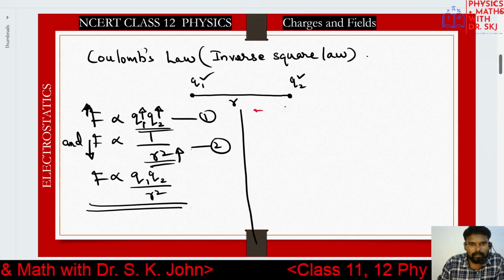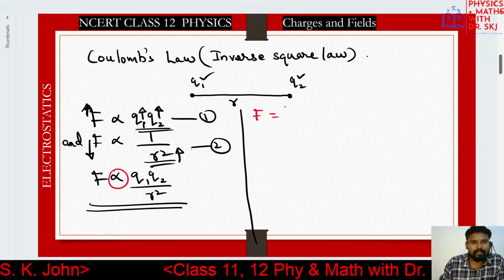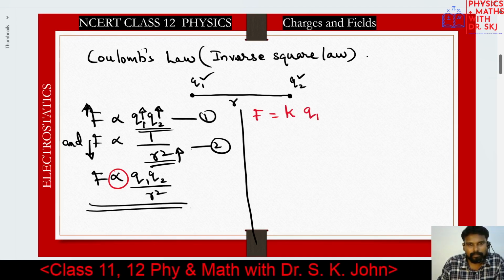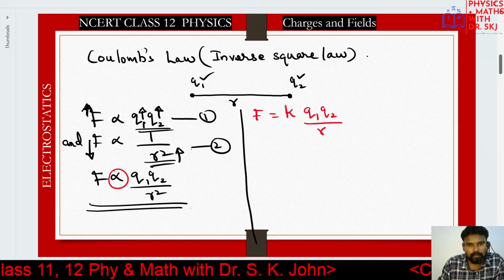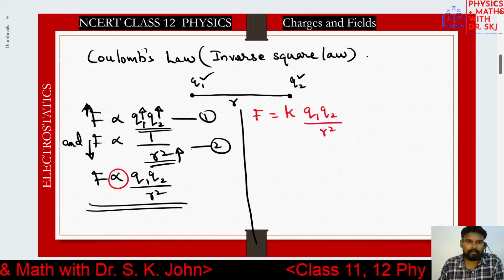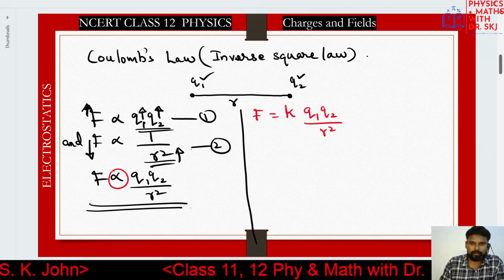So here, to replace this proportionality sign, we can put a constant k. You are familiar with putting this constant to replace the proportionality sign. So this electrostatic force is k times q1 q2 by r square.